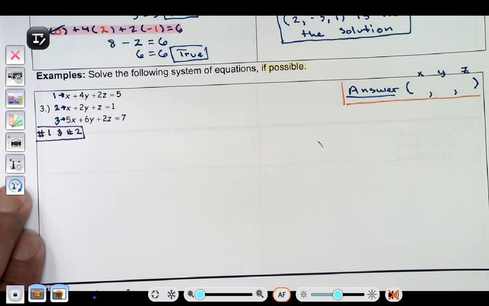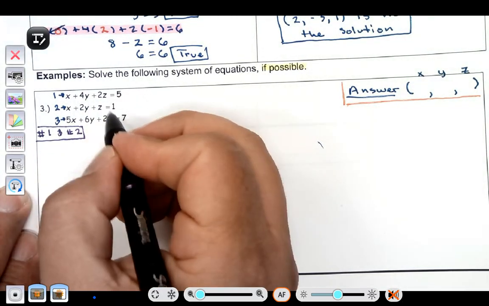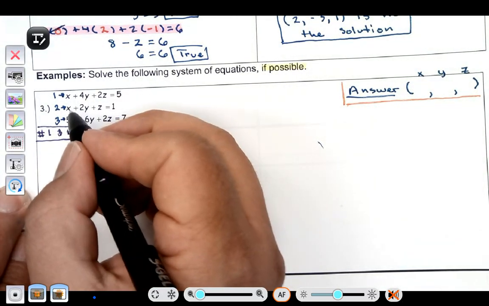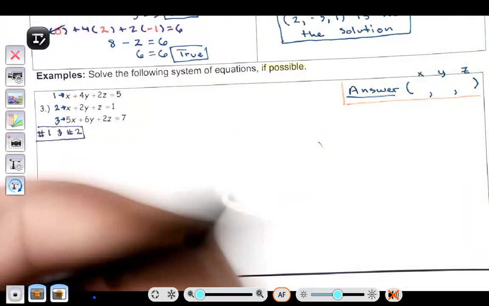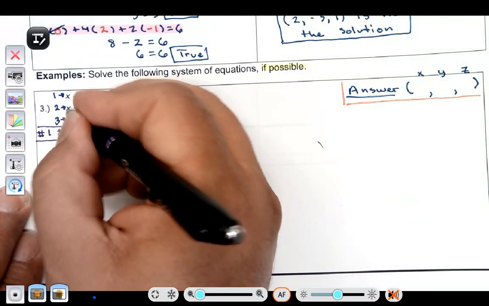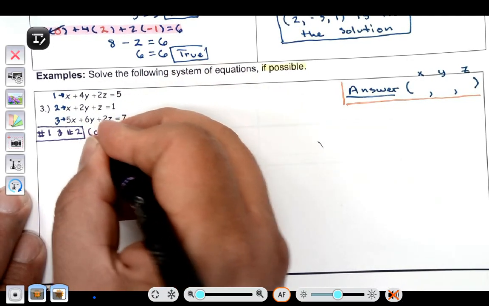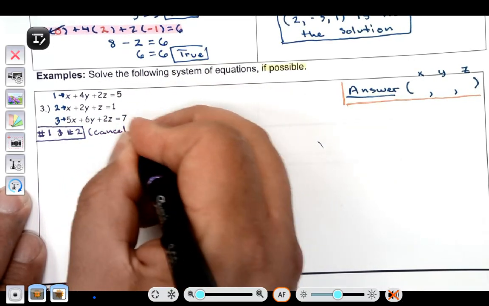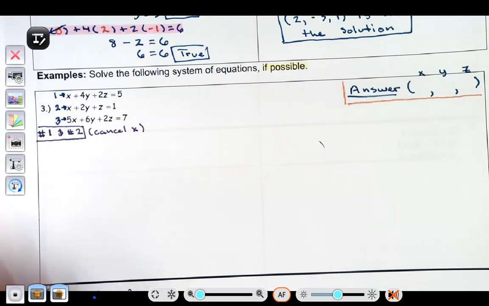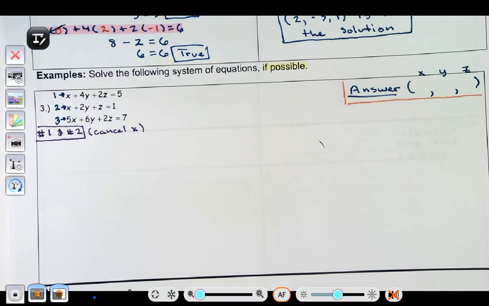Now, I need to pick a letter to cancel between 1 and 2. We usually try to keep the x. You can get rid of it, you can do whatever you want. The x is easier to cancel out because none of these are opposites. So I'm going to choose to cancel the x. That's usually your go-to. Just cancel out the x first, especially when this is new to you.